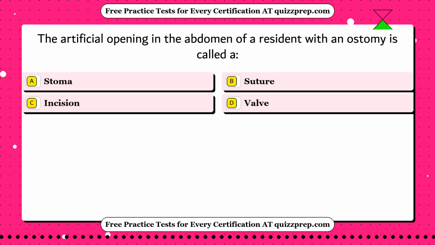Question 44. The artificial opening in the abdomen of a resident with an ostomy is called a: Option A, stoma. Option B, suture. Option C, incision. Option D, valve.